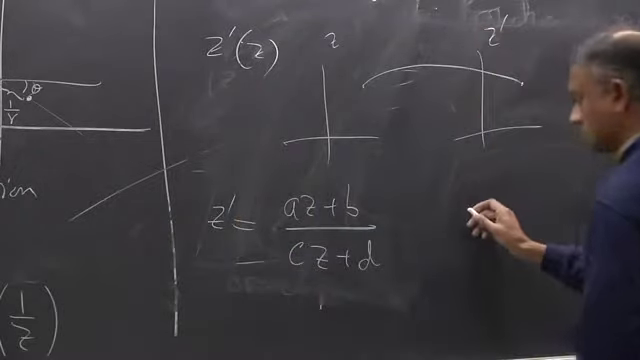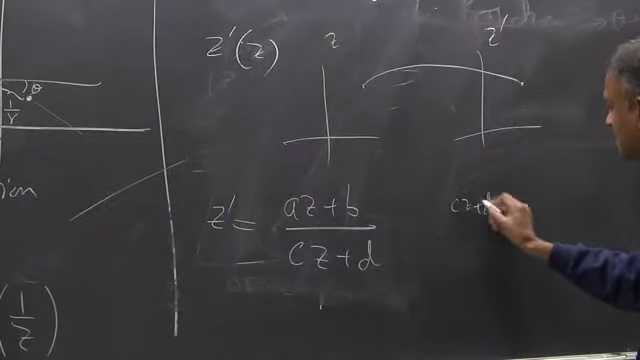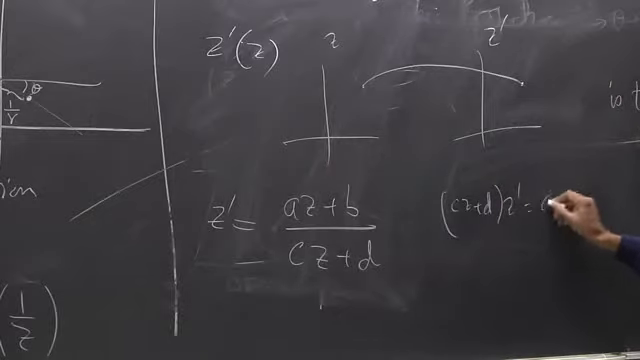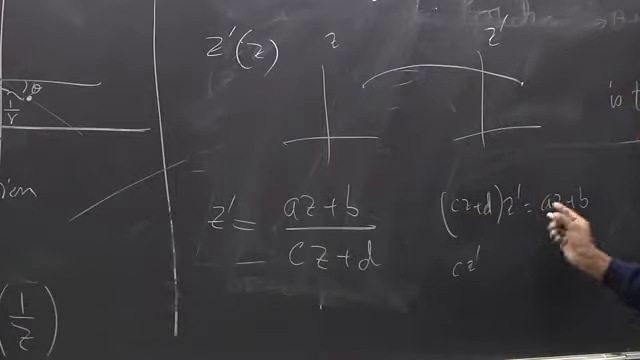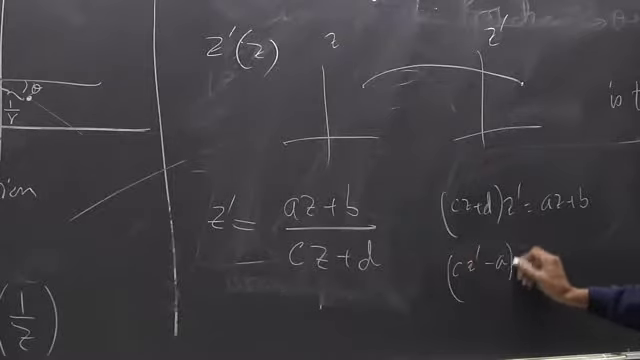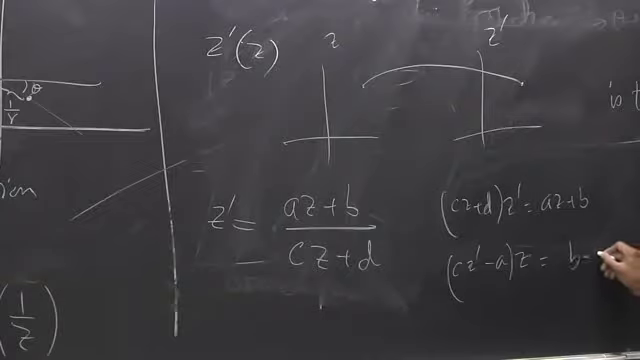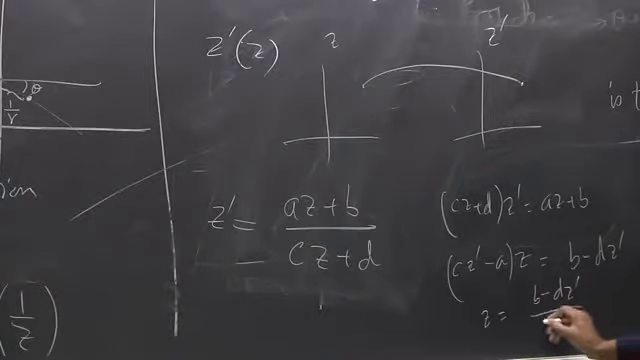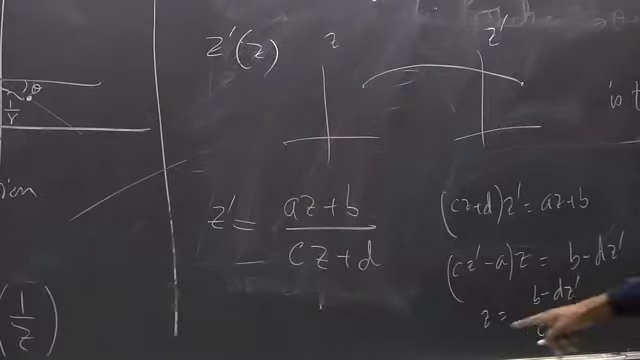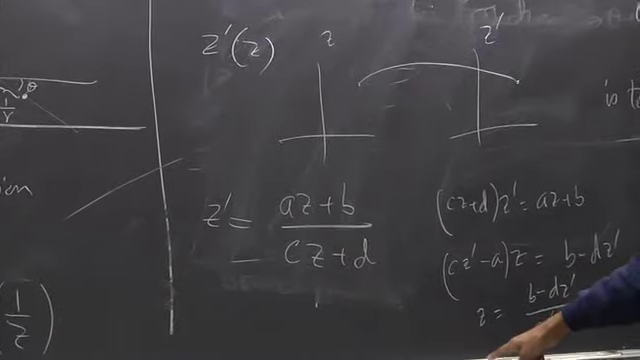You can do that by immediately multiplying on the other side. So you get cz plus d times z prime equal to az plus b, and then solve for z. Putting things together, c z prime minus a times z is equal to b minus d z prime, right. So z therefore is b minus d z prime divided by c z prime minus a. So again it is unique, right. A given z prime gives you a unique z.